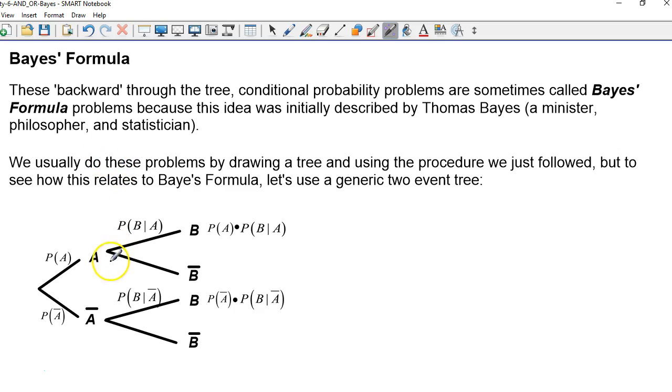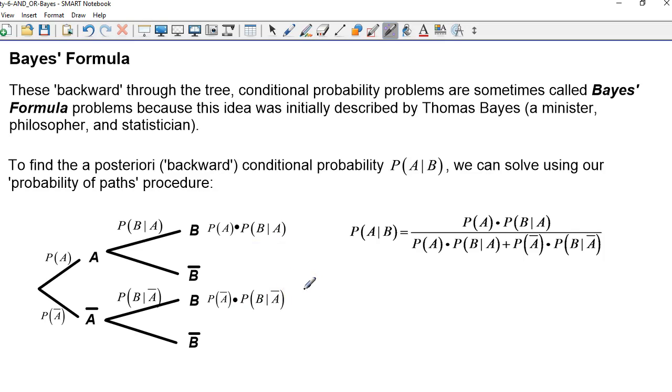So if we have 2 generic events, A and B, A can happen or not happen, and B can happen or not happen, then these would be the probabilities as filled in. This would be the probability of A, the probability of A not happening, the probability of B given that A happens, the probability of B given that A doesn't happen, and this would be the probability of A times the probability of B given A, because that would be A and B happening. And this would be the same thing, A not happening times the probability of B given that A does not happen.